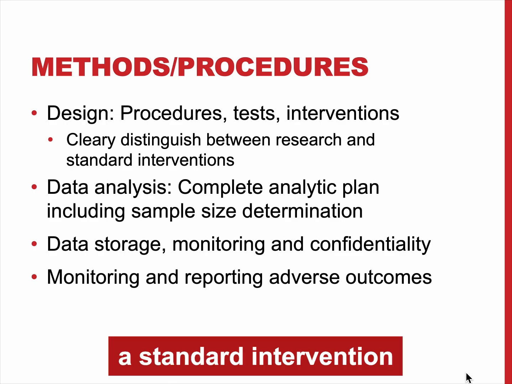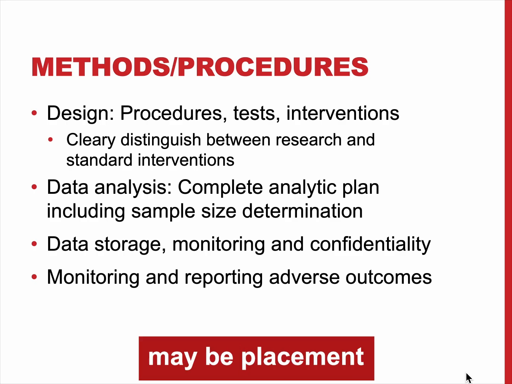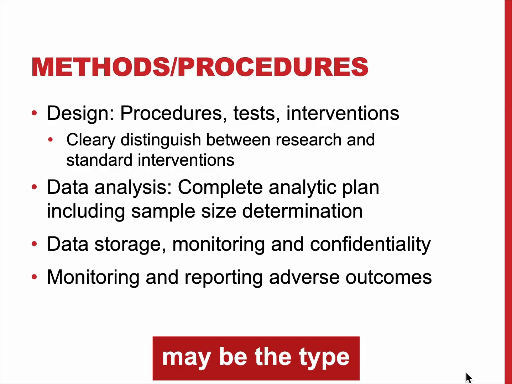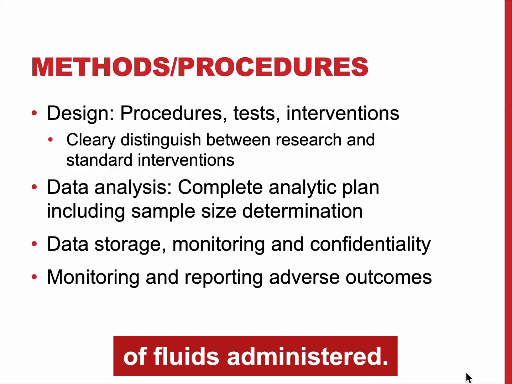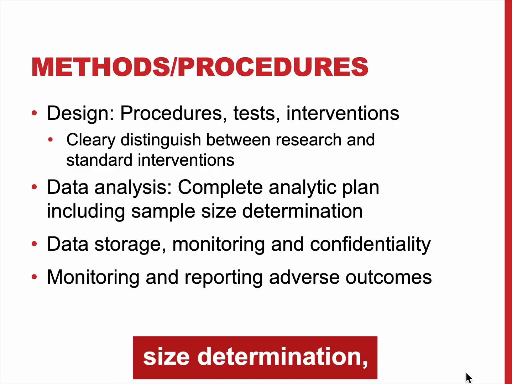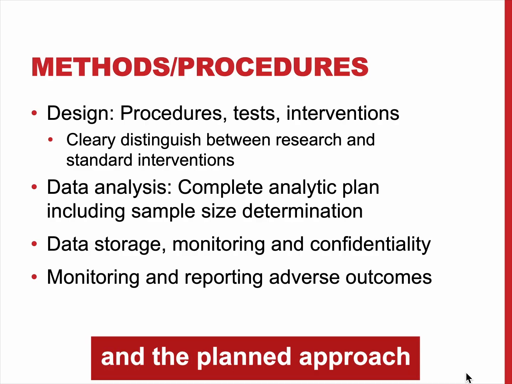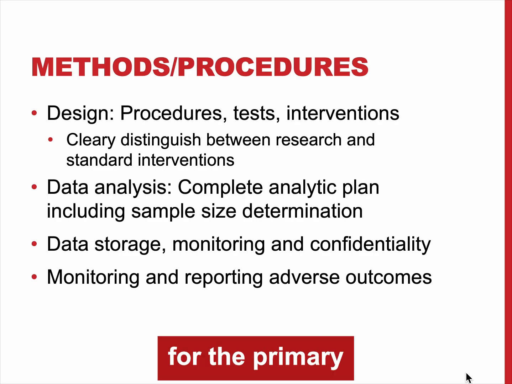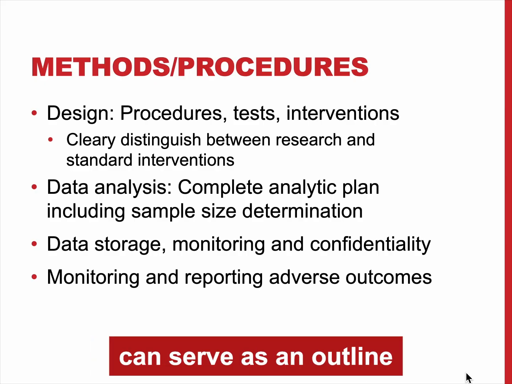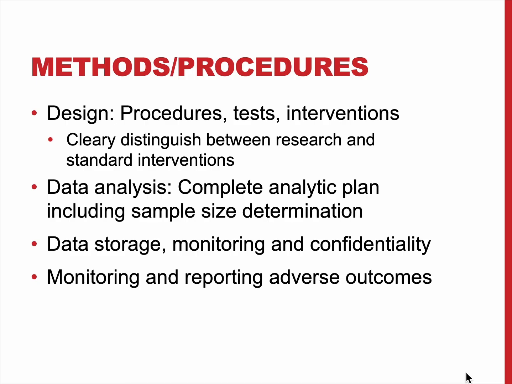For example, a standard intervention for dehydration may be placement of an intravenous catheter and the administration of fluids. The research intervention may be the type or volume of fluids administered. A complete analytic plan includes sample size determination, demographic data, and the planned approach to inferential statistics for the primary and secondary outcomes. The analytic plan can serve as an outline for the results section of your manuscript.